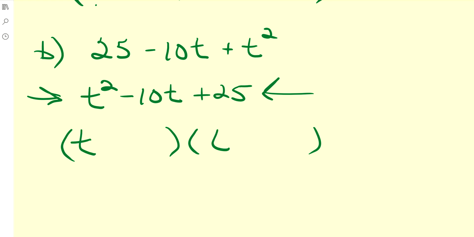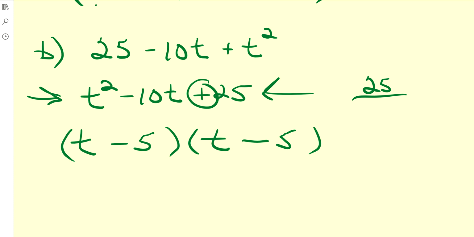A t and a t. This is a minus. I'm copying it down here. And if this is a positive and this is a negative, then this must be a negative, because a negative times a negative is a positive. And there you go. We just did this problem not too long ago, or something similar. 25 is my constant. I need two factors of 25 that add up to be 10. And that's going to be 5 and 5. And there's that same factorization, if you will.